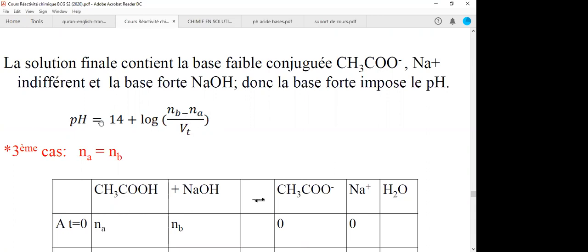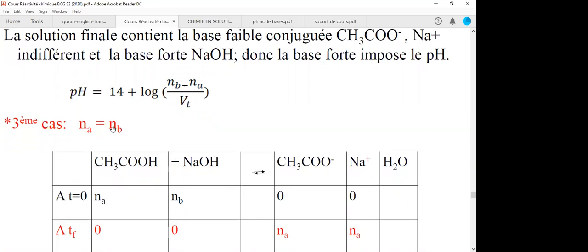So pH of the base is given by 14 plus log of the number of moles of the base minus the number of moles of the acid, divided by the total volume. So this one, NB minus NA over total volume, is the concentration of the sodium hydroxide base that remained.